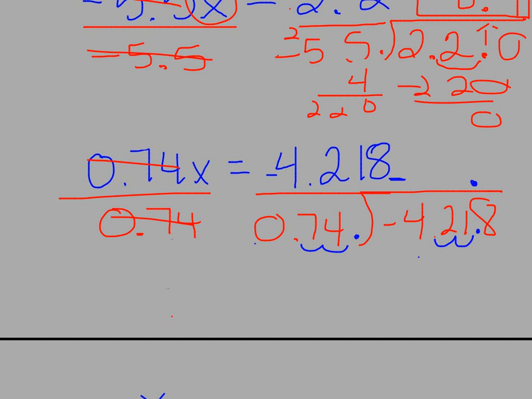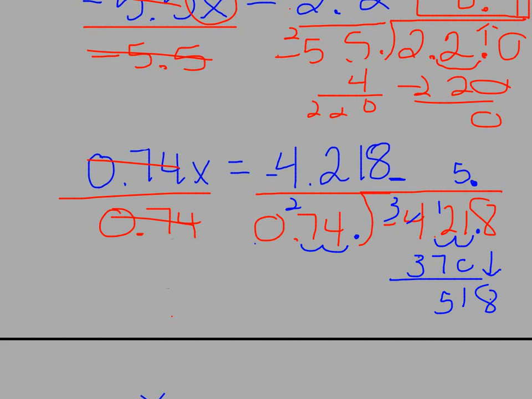74 goes into 421 probably 5 times. 5 times 4 is 20. 5 times 7 is 35, plus 2 is 37. Go ahead and subtract, see what I get. And I get 51, so that was correct. Let's drop down the 8.